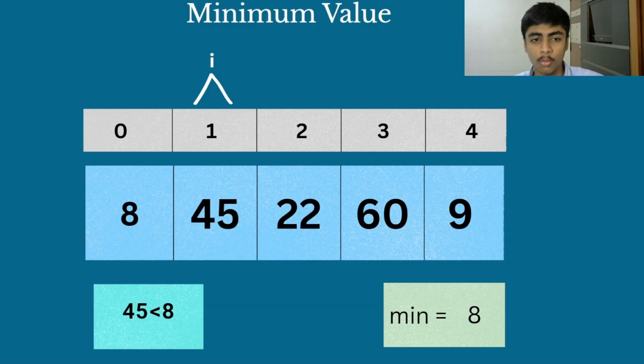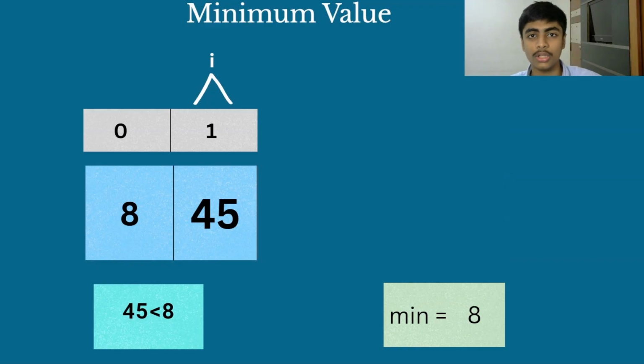Our I is going to increment to 1. And now we'll check if 45, which is b of 1, is lesser than 8. This is false, so our minimum will again continue to be 8. Basically, 8 is the lowest or the minimum value in the first 2 elements.